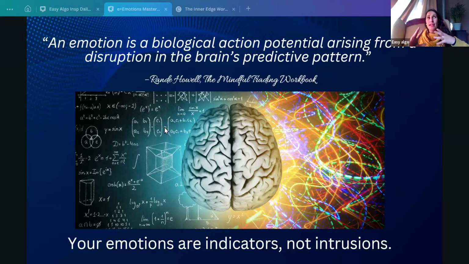Over the last couple of months, we've been looking at how the brain actually works as a little predictor. Put in very simple terms, the brain is always trying to predict what's going to happen next. And when something unexpected happens, like a sudden loss, a missing entry, or a volatility spike, it's going to break that prediction, and the body's going to get flooded with all these little neurochemicals.